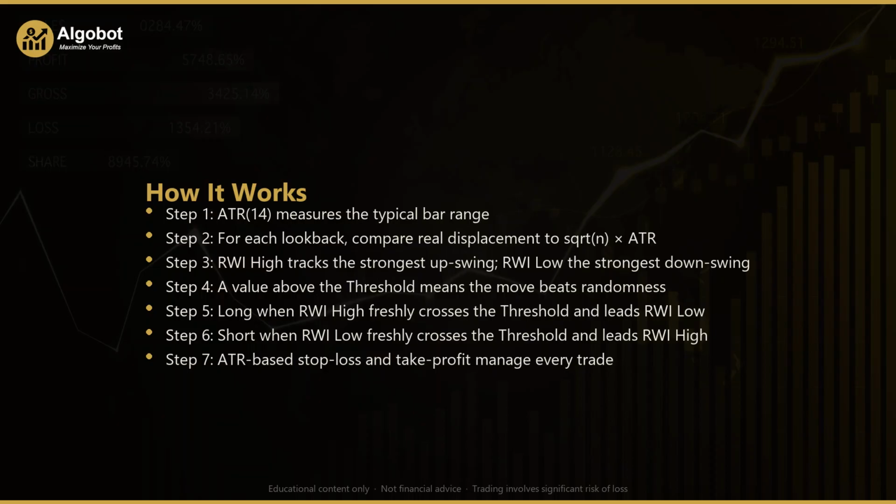Finally, risk management. Every trade gets a stop-loss placed 2 ATRs away from entry, and a take-profit placed 3 ATRs away, giving a reward-to-risk ratio of 3:2. The strategy holds only one position per magic number at a time and uses a fixed lot size. Simple, symmetric, and rule-based.